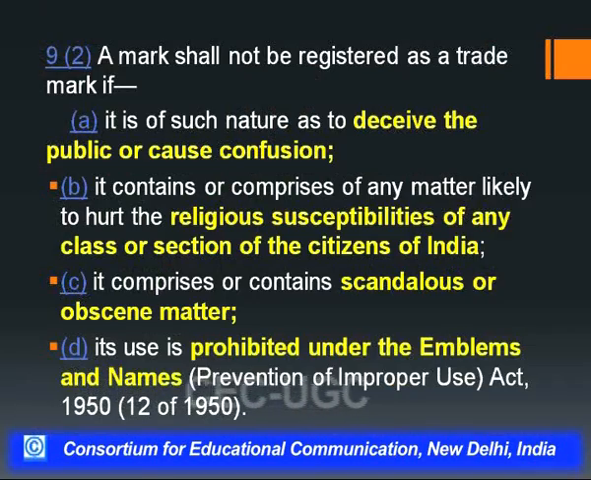The last prohibition provided under section 9(2) is in subclause (d), and it reads: a mark shall not be registered as a trademark if its use is prohibited under the Emblems and Names (Prevention of Improper Use) Act, 1950. So this is the entire language on screen in front of you. When you read this entire language of section 9(2), the very last prohibition covered under 9(2) is that anything which is prohibited to be used as a trademark under the Emblems and Names Act shall not be used.